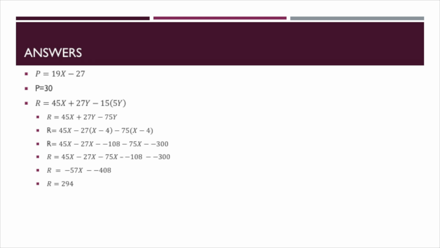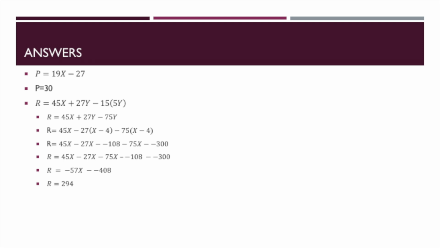Now remember, when you've got a parentheses like that, you simply multiply both. So r equals 45x minus 27x, minus a negative 108, 27 times 4, minus, now we do the other side, 75x, 75 times x, minus 75 times negative 4, or 300. Now let's start combining stuff together. We know r equals 45x minus 27x minus 75x minus a negative 108 minus a negative 300.